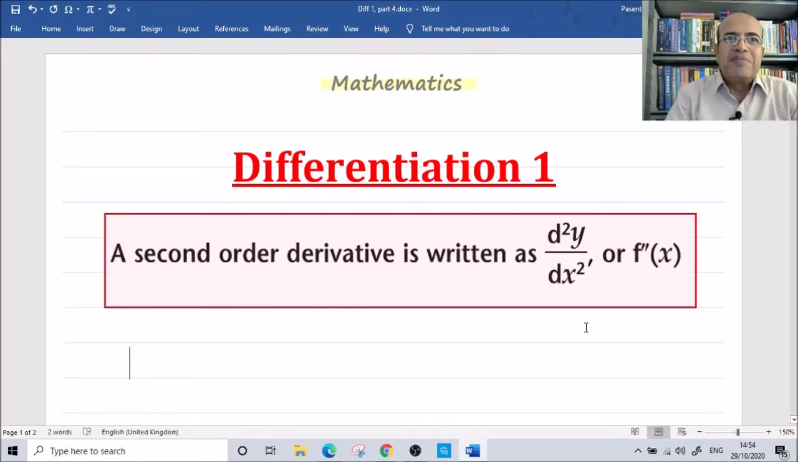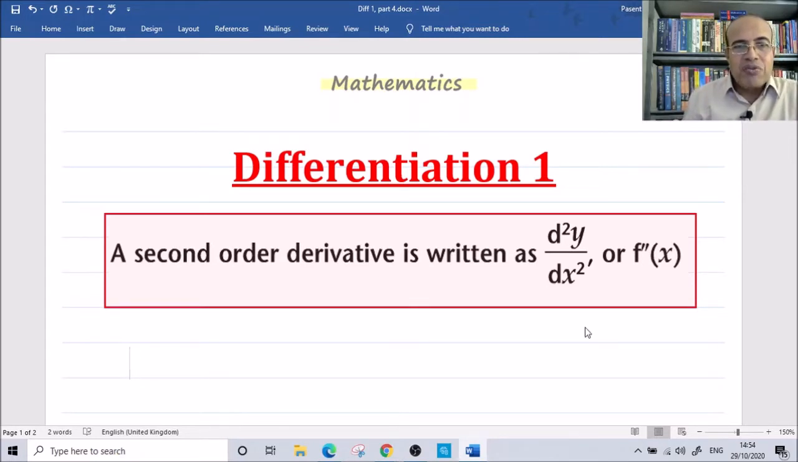Assalamu alaikum. Can we take the derivative of a derivative? The derivative of a derivative is called the second order derivative. What do you mean by that?